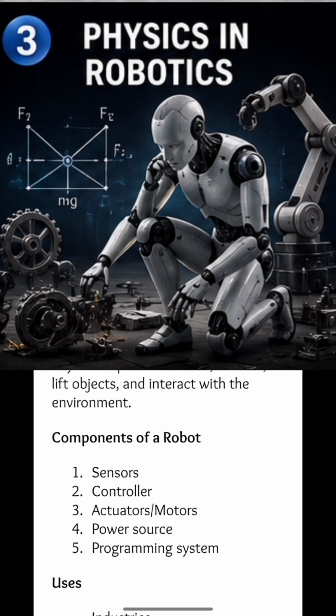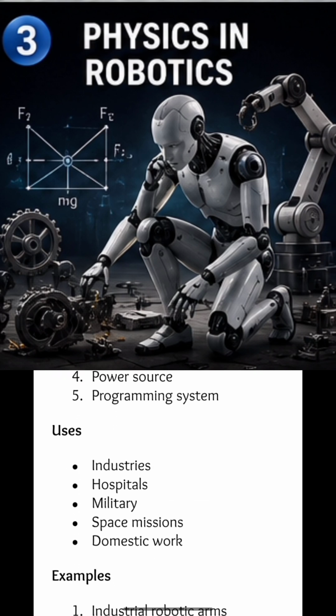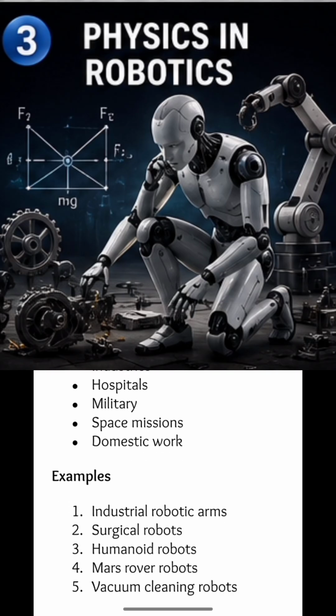So what are the components of a robot? It has sensors, controllers, actuators or motors, a power source, and a programming system also. So what are the uses of robotics? We use robotics nowadays in industries, hospitals, military and space machines, as well as domestic work also. We usually see in restaurants some robots serving like that. These are some examples where robots are used.